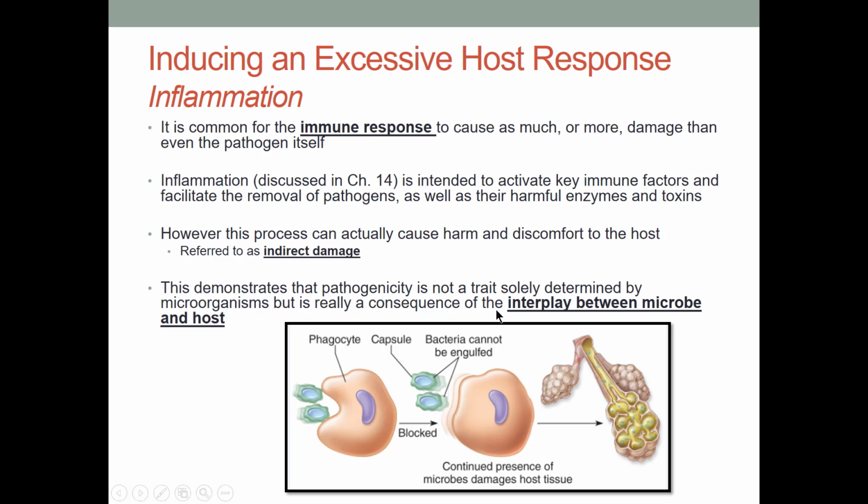The example that's often cited here in the book is the pathogen Streptococcus pneumoniae, where the bacteria has a capsule, which is a direct mechanism of avoiding phagocytosis. The phagocyte has a harder time eliminating it, and over time, as it builds up, this causes inflammation as the body can't get rid of it, and then the inflammation ends up causing damage to the lung tissue over time. And this is often associated with secondary infection.